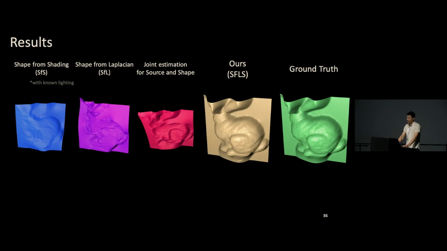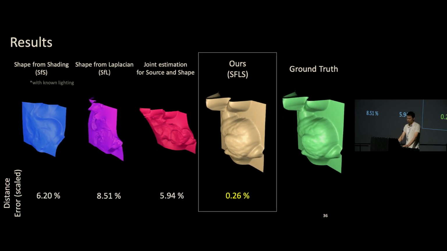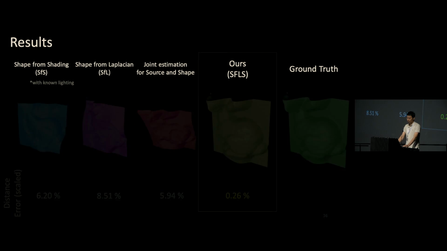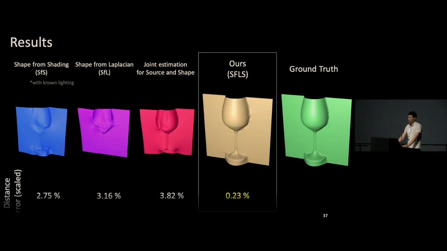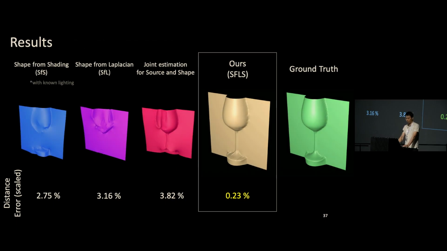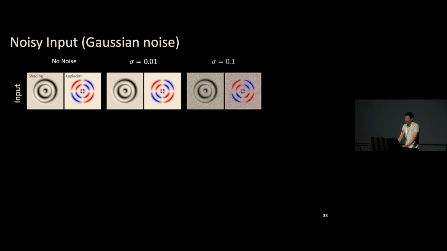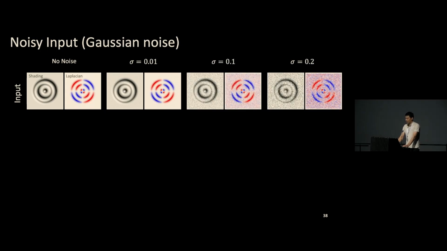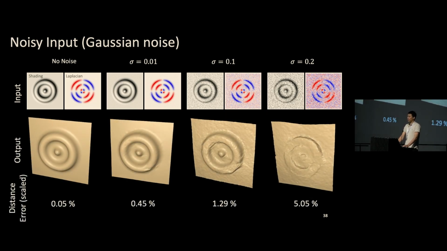So here is another result, and also another result as well. And to assess the robustness to noise, we tested adding noise to the input shading and Laplacian. Our method still shows a reasonably reconstructed shape, like this.